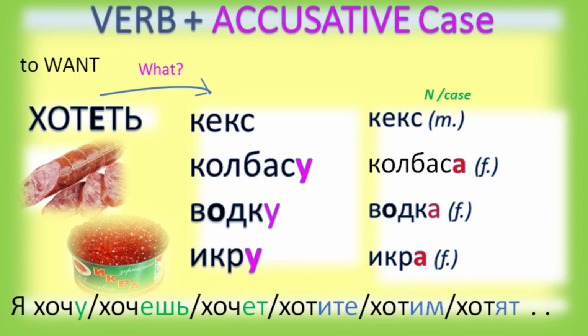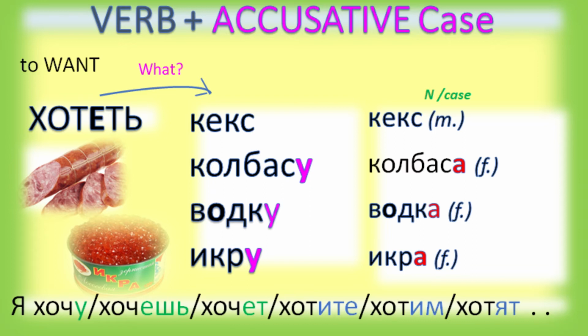Here is the verb to want. What do you want? Что ты хочешь? I want a cake. Я хочу кекс. What does he want? Что он хочет? He wants a sausage. Он хочет колбасу.